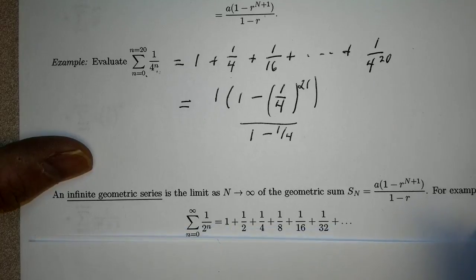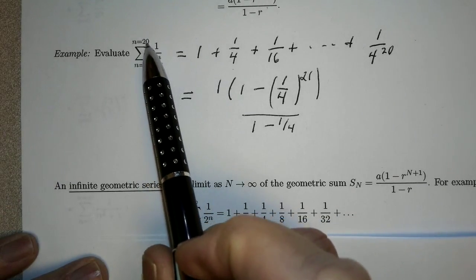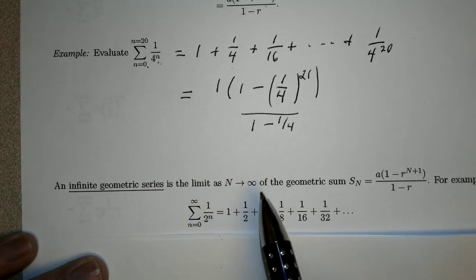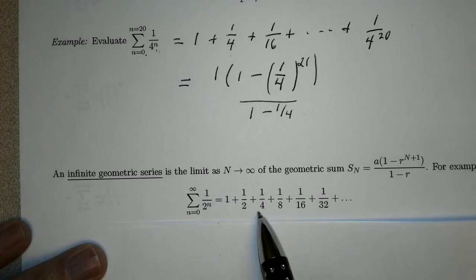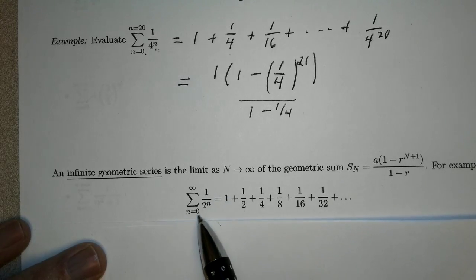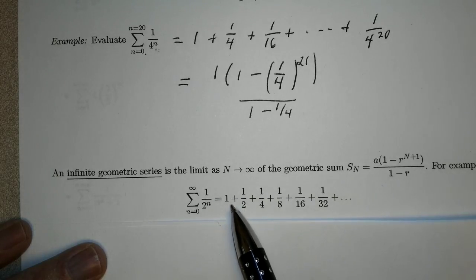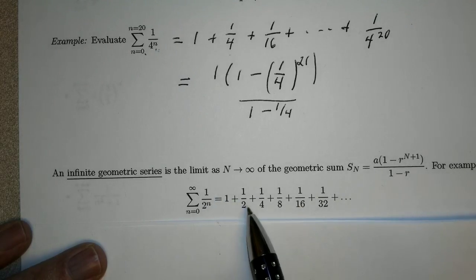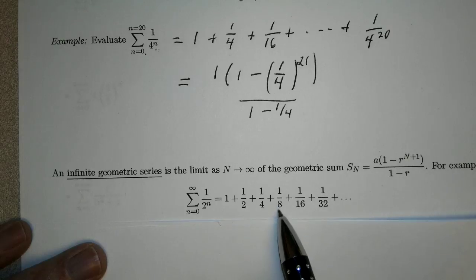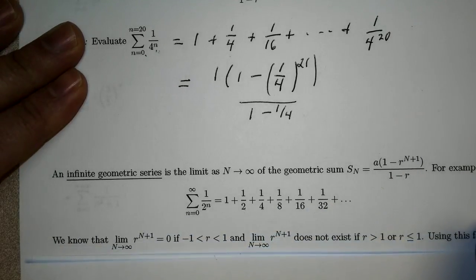So a geometric series is what happens when we let this upper end point get larger and larger. So instead of stopping at 1/4 to the 20th or something like that, we keep adding together. So the infinite series from n equals 0 to infinity of 1 over 2 to the n is what we get when we plug in 0, 1, 2, 3, 4, and keep adding and adding and adding. 1 plus a half plus a quarter plus an eighth plus 1/16 plus 1/32, and so on.